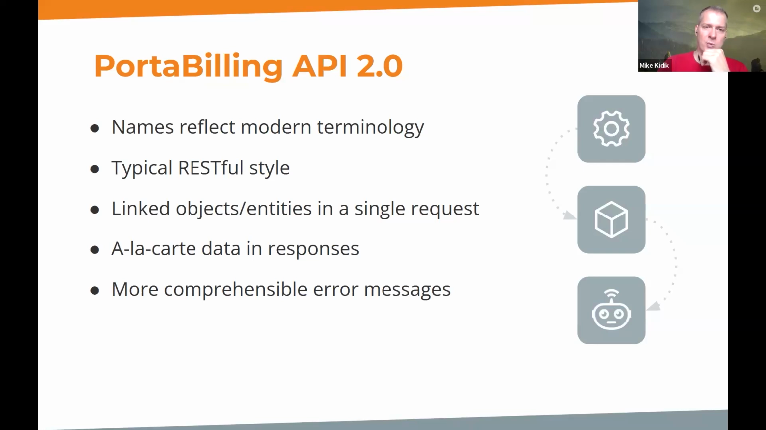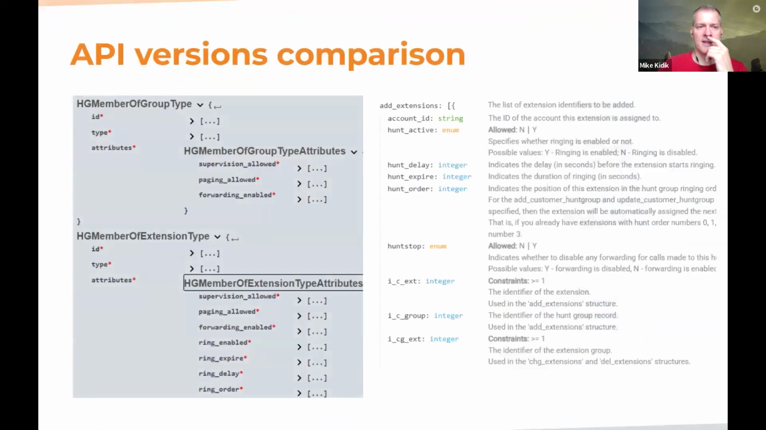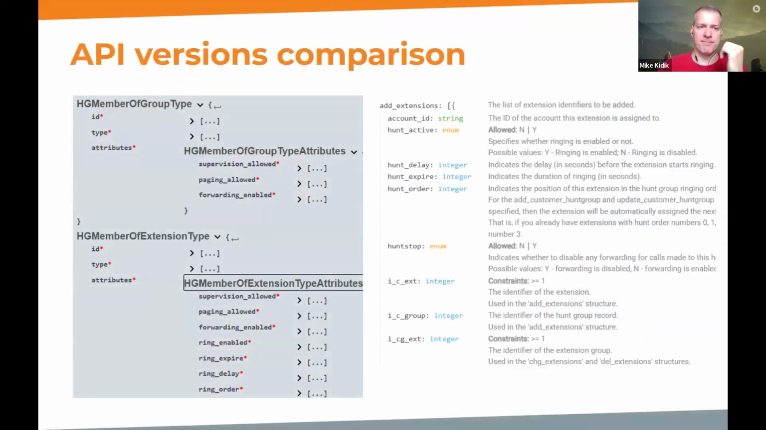And now let me give you an example with changed structures and changed terminology. So what I have here on the left is the new structure in API 2.0 when you try to create a customer hunt group. I mean, a hunt group under the customer. So this is a portion of the request. And in this request, you would basically provide all the customer information, and also all the hunt group information, and you could also immediately list all the members of the hunt group.